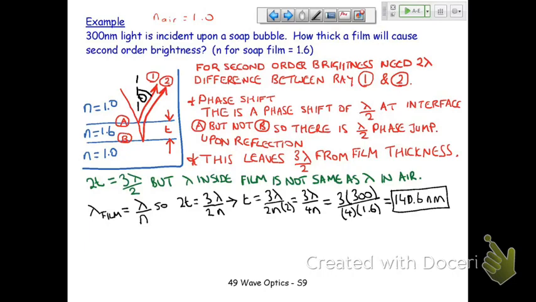So here's my diagram. N equals 1 in the air outside the soap bubble, N equals 1.6 inside the soap film, and N equals 1 inside the bubble. Actually, inside the bubble it's still air. So it goes air, film, air. What we say is, we have the layers come back, and we have ray 1 and ray 2. These guys are going to interfere.